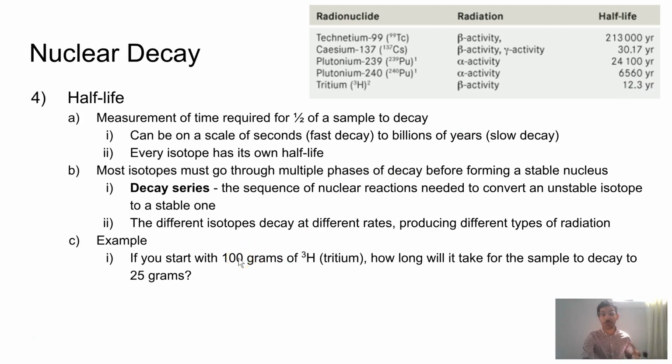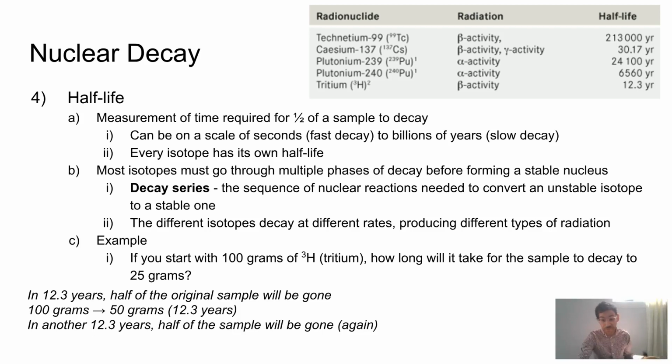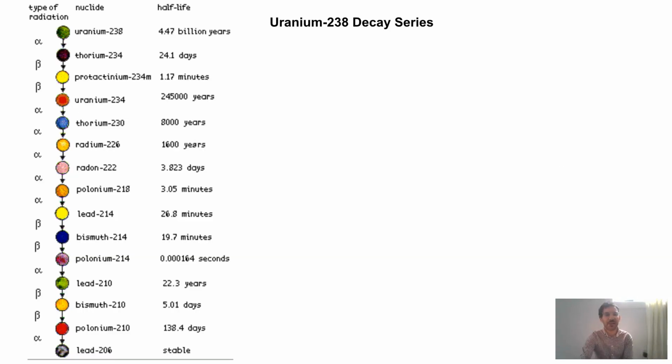So if it takes 12.3 years for half of a sample of tritium to decay, our 100 grams will become 50 grams. And in another 12.3 years, our 50 grams will decay in half, and we'll have 25 grams. So in 12.3 years, half the original sample will be gone, so we'll have 50 grams. In another 12.3 years, another half will be gone, so that 50 becomes 25. So it's going to take us 24.6 years for this to decay. We'll talk more about half-life problems in a later video.